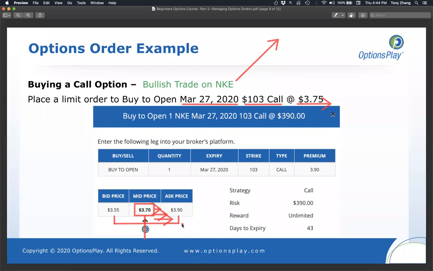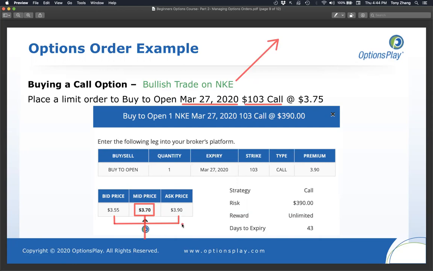But Nike's a pretty liquid stock, right? A lot of you probably have this in your portfolio. It is certainly in the S&P 500. It is one of the larger consumer discretionary stocks out there. It certainly doesn't rival Apple or Walmart, but it is a very, very liquid stock. So that's why I would always start my orders very close to 3.70. In this particular case, I think I would start at 3.75.